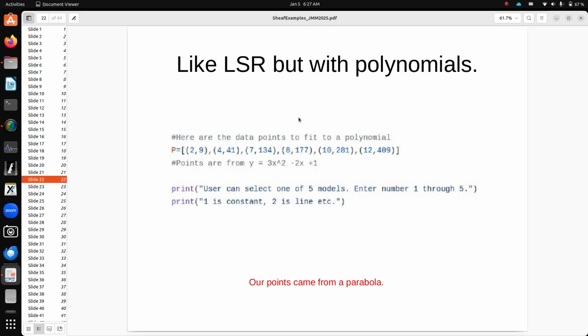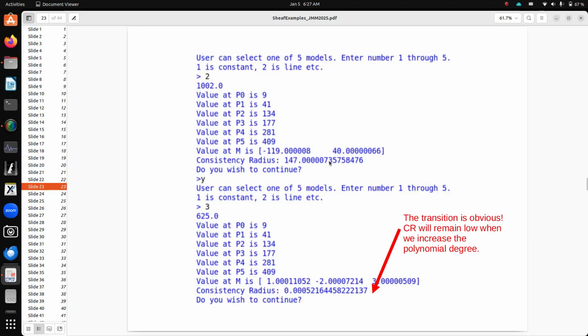So I'm starting off with something really naive, just 6 points from a parabola, and then I'm going to say, please fit a constant, please fit a line, please fit a parabola. And as I keep asking my model to become more complex, something cool happens. Notice here, this is just fitting a line. It has a pretty poor consistency radius. So 147 is a really poor consistency radius for this context, okay?